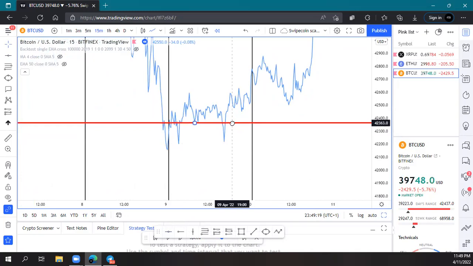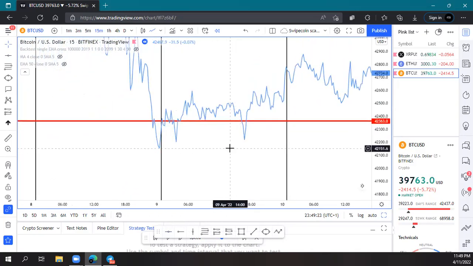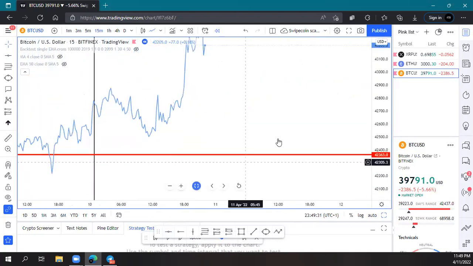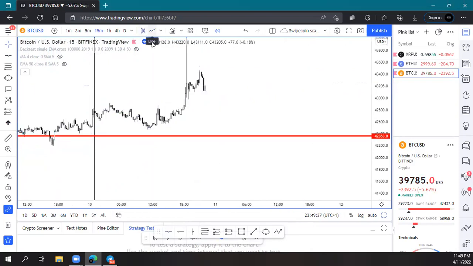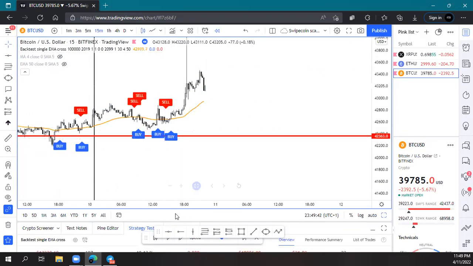Most times it doesn't have to look perfect, but the most important thing is that you know what you're looking for. So this is 1 touch, this is another one, this is 3, this is 4, 5, this is 6, this is 7. So I can say that this is my support. Let's actually play it and see what happens.